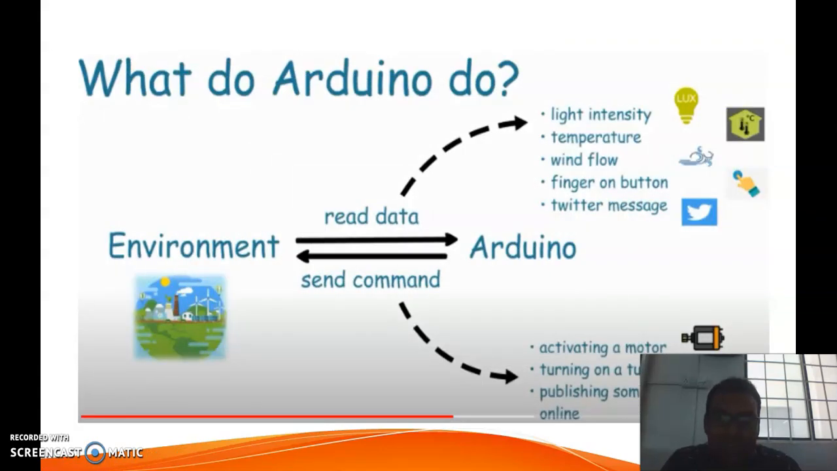Next, what does Arduino do? From the environment, it is used to read the data, and to the environment, it is used to send commands. For example, it is used to read the light intensity. We can also read the temperature of the surroundings. We can also read the wind flow.